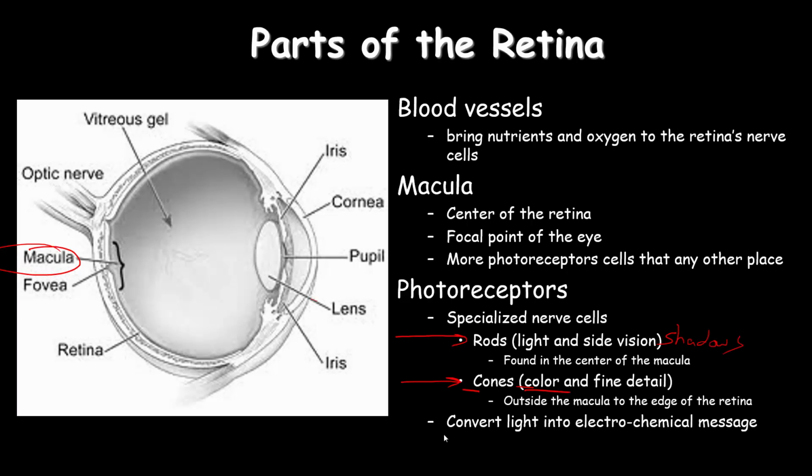Okay, and then photoreceptors convert light into an electrical chemical message. Remember, these are the cells in here, rods and cones, and they're called that because, well, that's exactly what they look like. Rods look like rods. Well, that's a terrible drawing. Cones look like cones. And again, I'm a horrible, horrible artist. But you get the idea, I hope. All right, make sure you know rods and cones. Cones, color, rods, shadows.